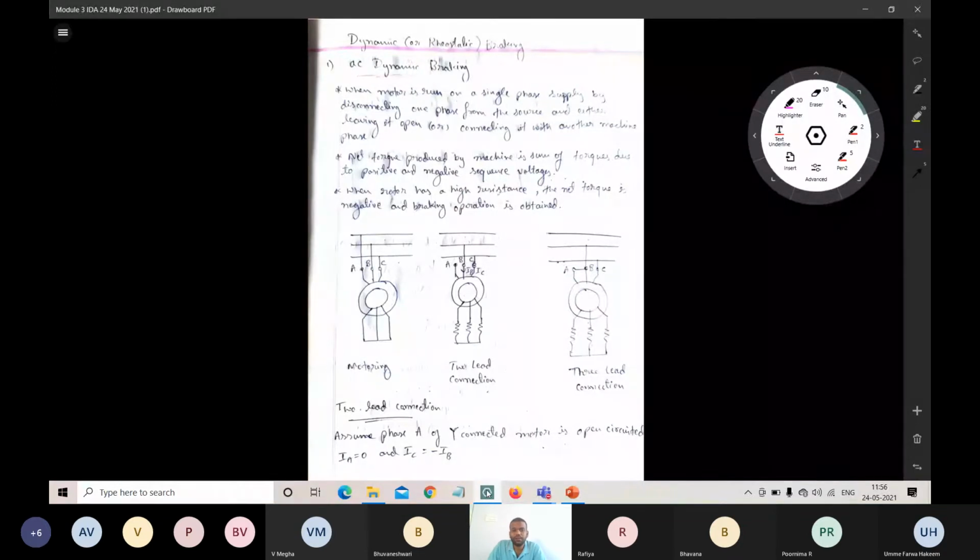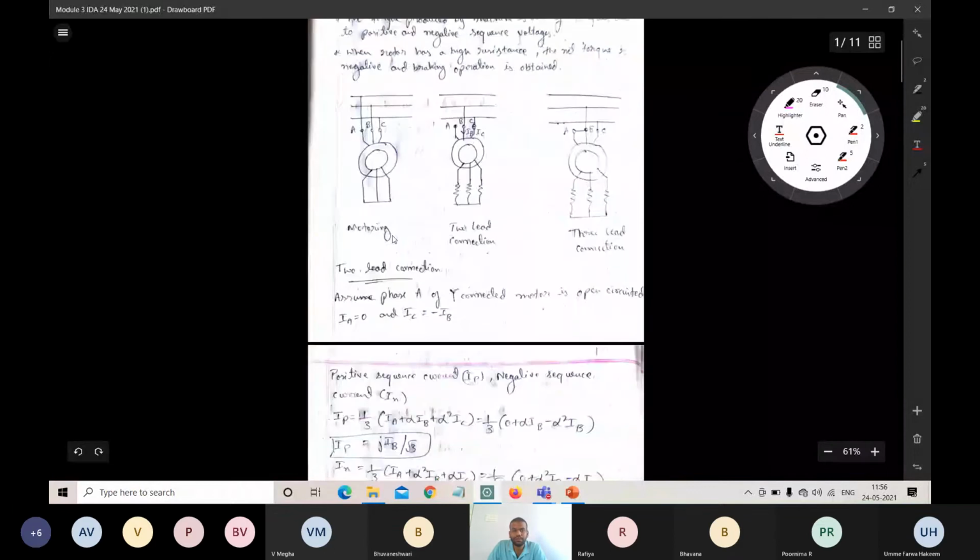Okay, so you can observe here, this is the motoring. This equation gives the motoring equation, the motoring equivalent circuit. Here all three phases are connected to the stator and the motor is running. So in the braking operation, that is in AC dynamic braking, what happens here?